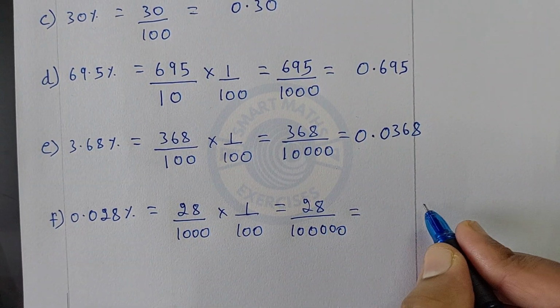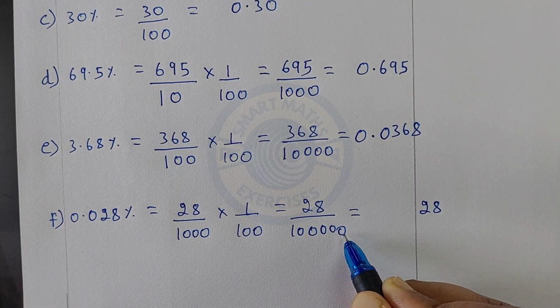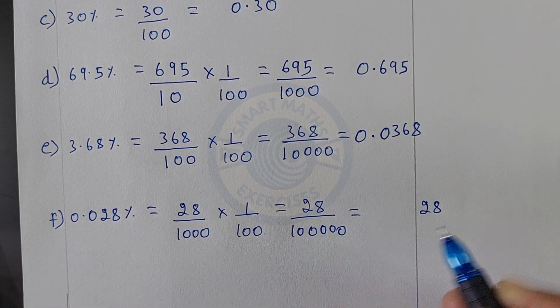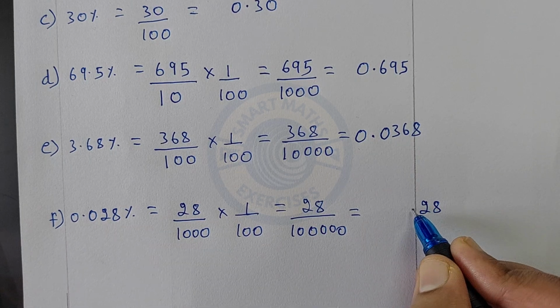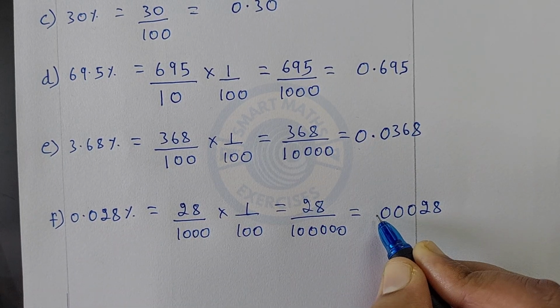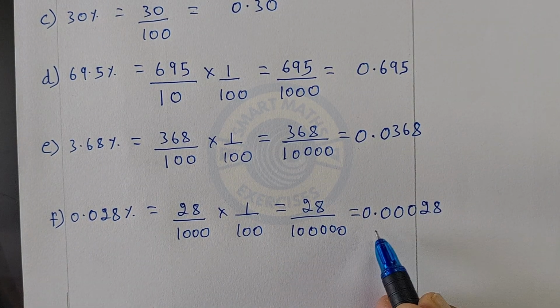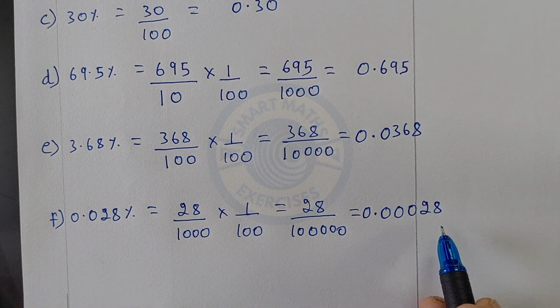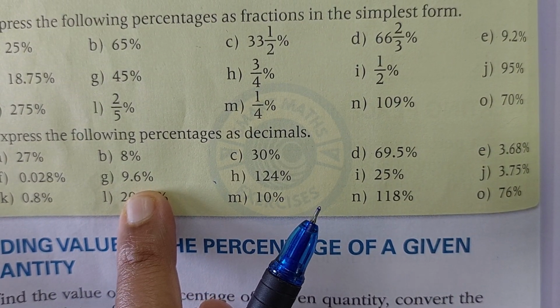Write 28 as it is towards the right hand side and then count number of zeros. 1, 2, 3, 4, 5. So 1, 2, we don't have any numbers here, so keep adding zeros. 3, 4, 5 and then add a decimal point and then 0. So answer is 0.00028.